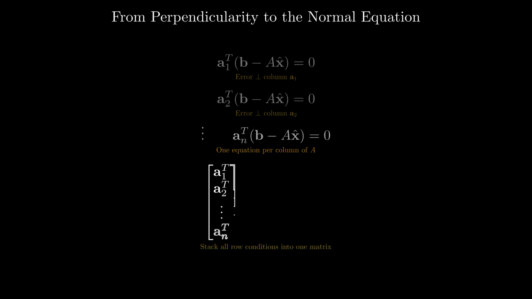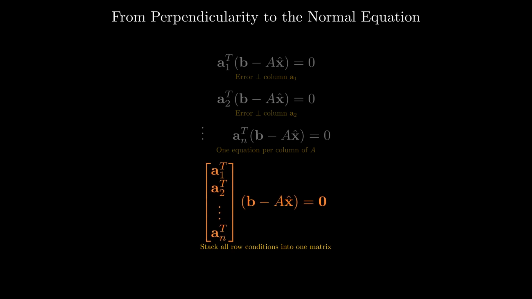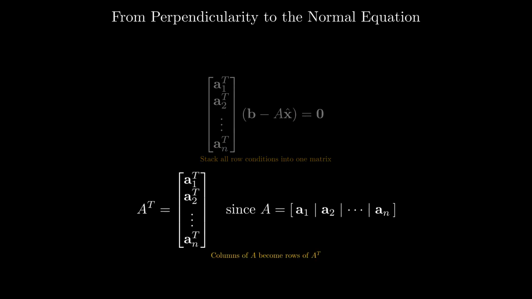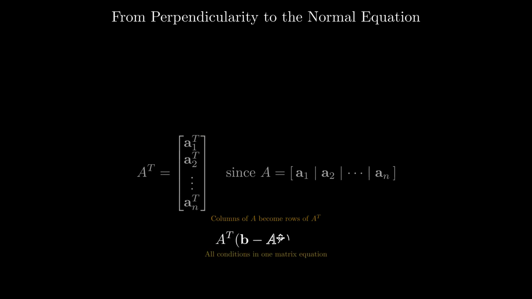Now here's the key insight. Stacking these rows is just matrix multiplication. The rows A1 transpose through AN transpose, stacked vertically, form exactly A transpose. Remember, A has columns A1 through AN, so the rows of A transpose are precisely A1 transpose through AN transpose. So all of these separate conditions collapse into one elegant matrix equation. A transpose times the quantity B minus AX hat equals the 0 vector.